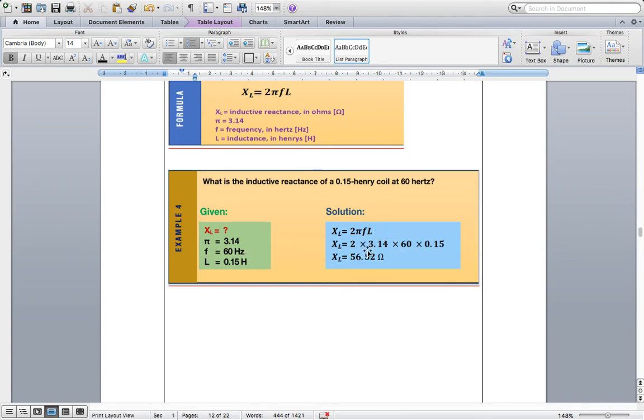If you don't know how to multiply, just keep space or dash here and put the unit ohm, because inductive reactance is ohm. I repeat, inductance unit is Henry and inductive reactance unit is ohm.